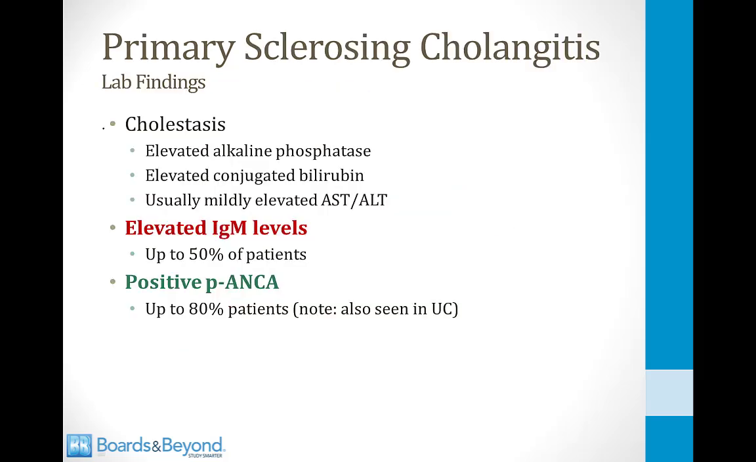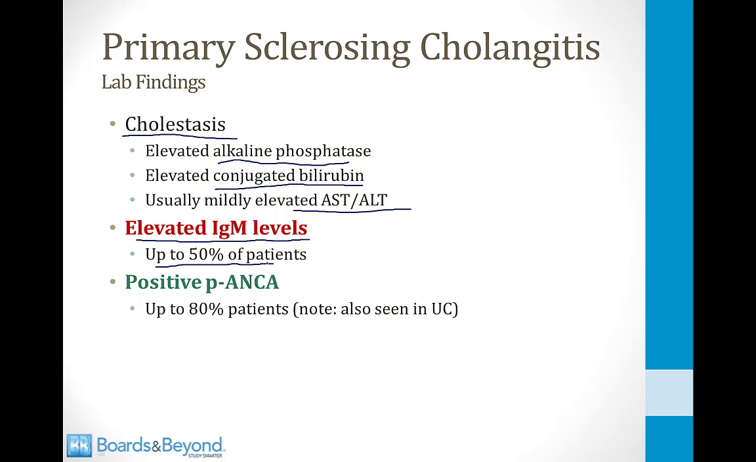So once you understand that pathophysiology, the lab findings make sense. The lab findings include evidence of cholestasis. This is an increased alkaline phosphatase level, an elevated conjugated bilirubin level, and there are also usually mild increases in the AST and ALT levels. One characteristic of this disorder is elevated IgM levels. The reasons for this are not entirely understood, but up to half of patients will have a high IgM level.